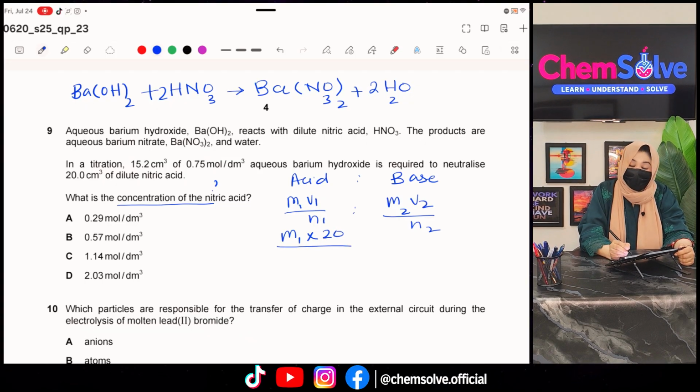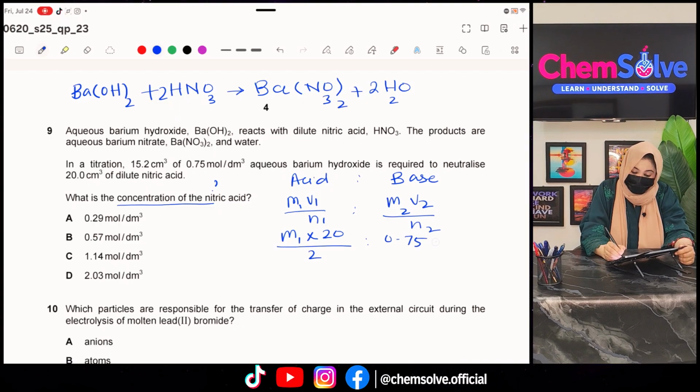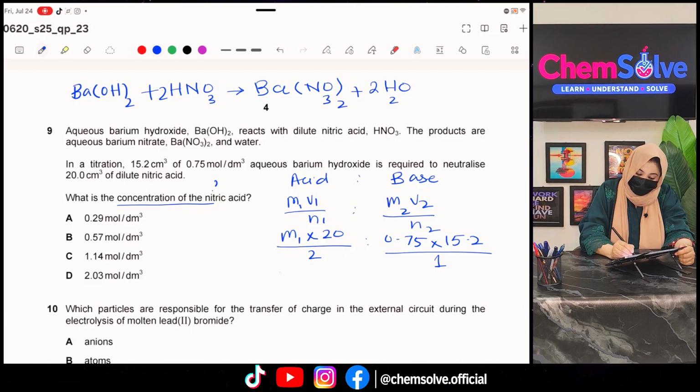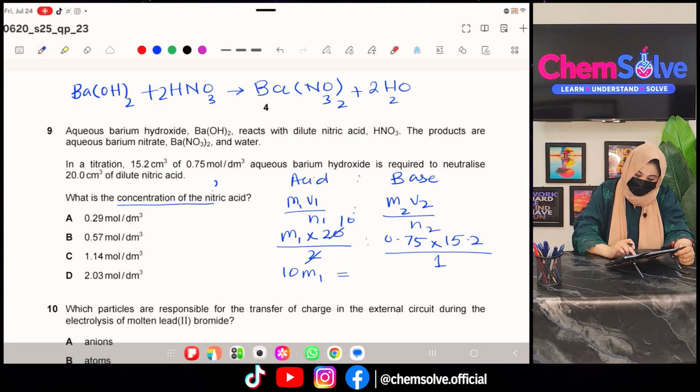N1 is the number of moles of the acid used in the balanced chemical equation, that is 2 over here. M2 is the concentration of the base, that is 0.75. V2 is the volume of the base being used, that is 15.2, divided by the number of moles of the base in the balanced chemical equation, that is 1 over here. So that would be 10 M1 is equal to 0.75 multiplied by 15.2.